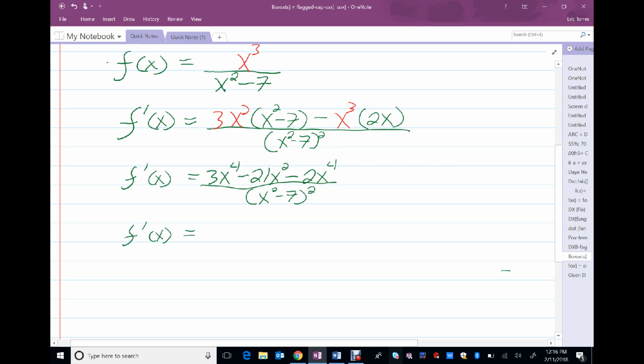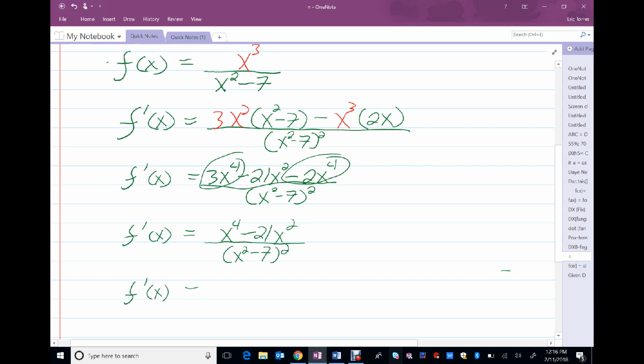So I'm going to combine like terms. 3x to the fourth minus 2x to the fourth is x to the fourth minus 21x squared. Again, the denominator is not affected. And I will factor out my greatest common factor, which is x squared, leaving me x squared minus 21 all over x squared minus 7 quantity squared. At this point, I will determine if there's anything in the numerator and denominator that can be reduced. There is not, so I am done.